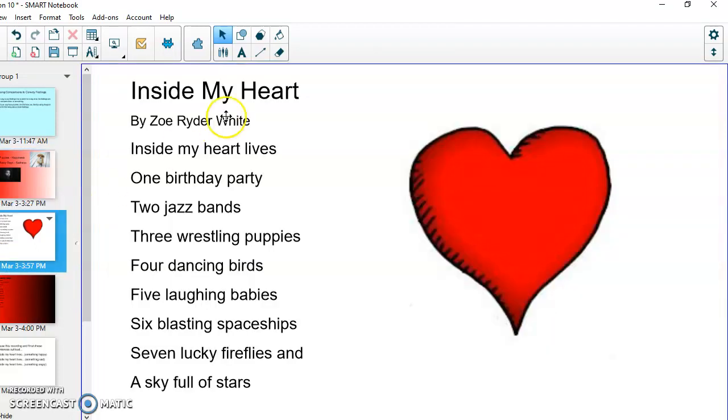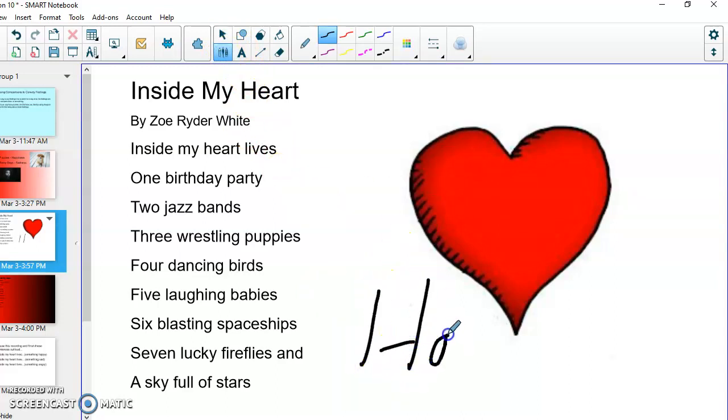Here's the first one. So remember, your poem is going to be titled, Inside My Heart, okay? Inside my heart lives 1 birthday party, 2 jazz bands, 3 wrestling puppies, 4 dancing birds, 5 laughing babies, 6 blasting spaceships, 7 lucky fireflies, and a sky full of stars. How's this person feel? They are feeling pretty happy, but they never said it.